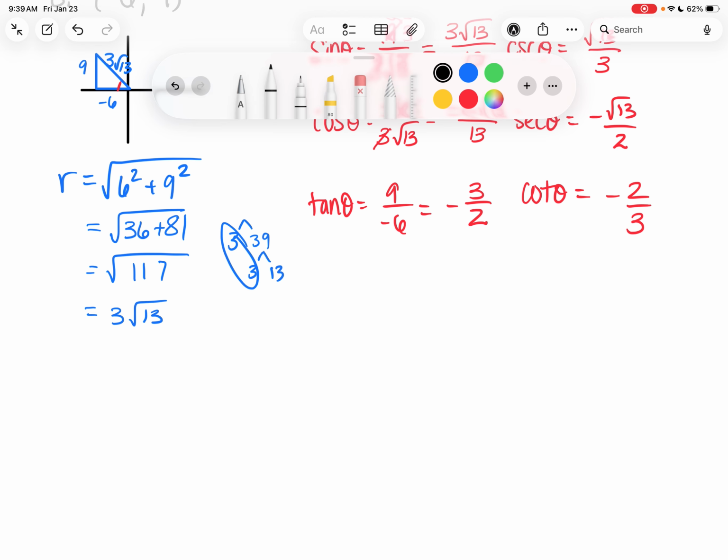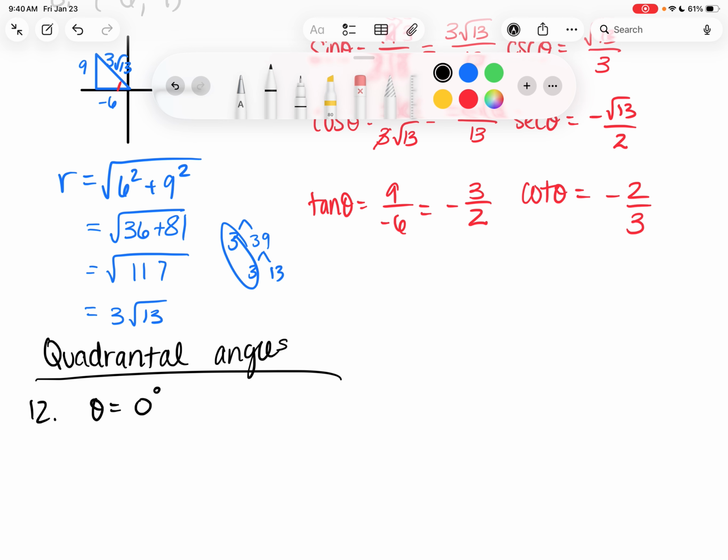But this is a weird word. Quadrantal. It's a very hard word to say. So 12 is theta is 0 degrees. So essentially I'm finding the 6 trig functions of 0 degrees.